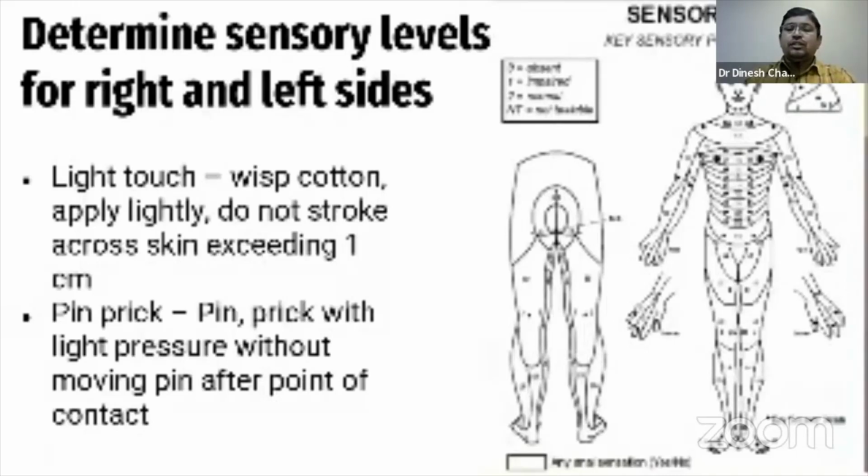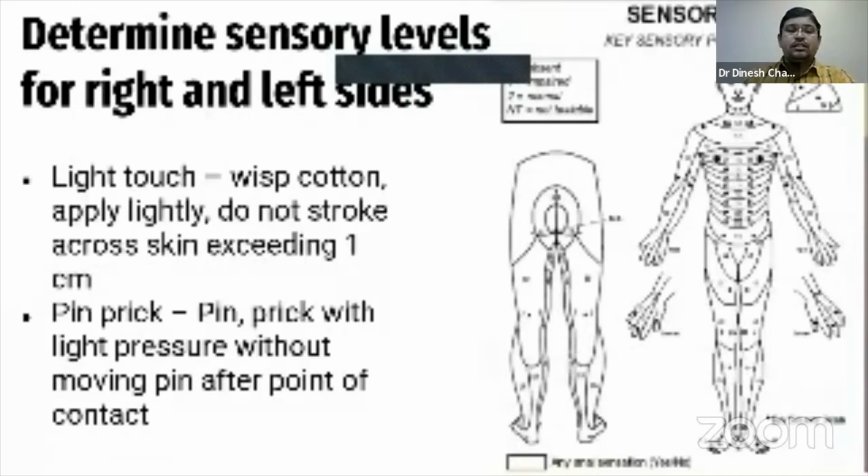You have to test the dermatomes bilaterally from C2 to S5 level. For light touch, use a wisp of cotton, apply lightly, do not stroke across the skin exceeding 1 centimeter. For pinprick, use the pin with light pressure without moving the pin after that point. That point is very important where you are assessing. The diagram shows where you have to test.